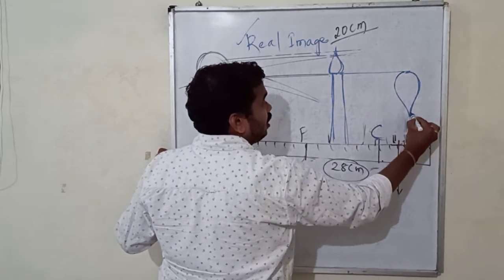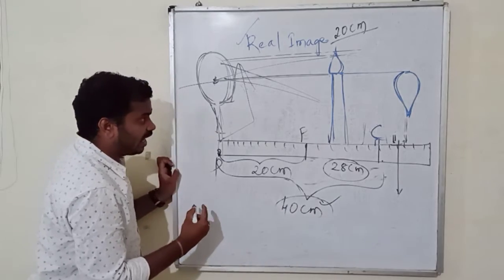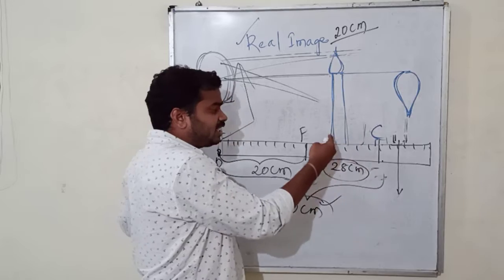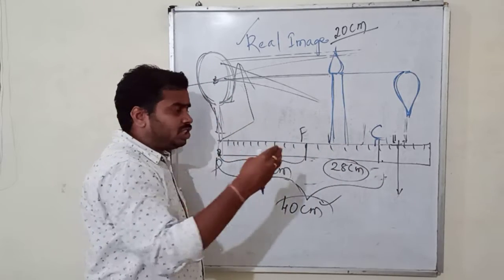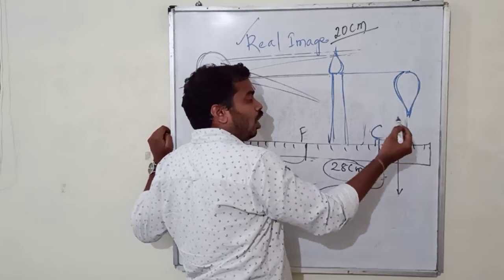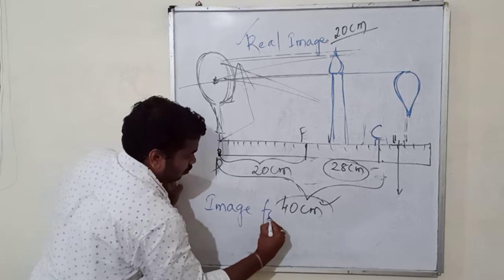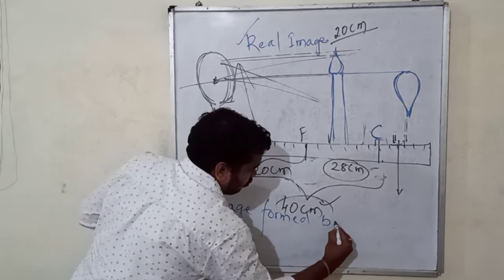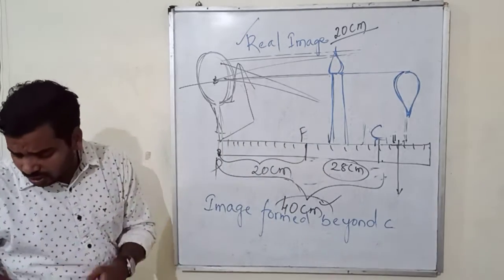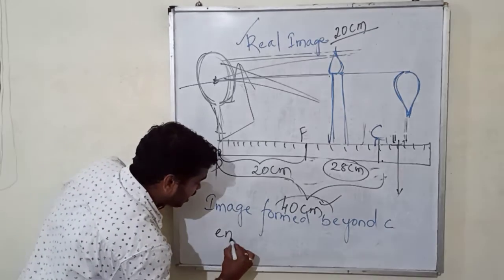Image size will be bigger, larger. So there you can write, it is also an inverted image only. If you start moving the screen on each side, we can't find the image. When we move the screen on each side, then you can see the image formed beyond C. Image is formed beyond C. Next to that, the image size was enlarged.